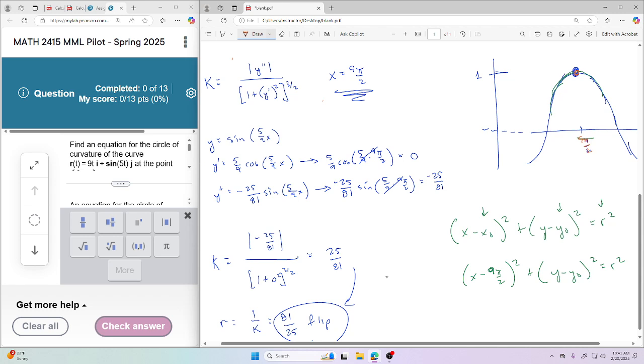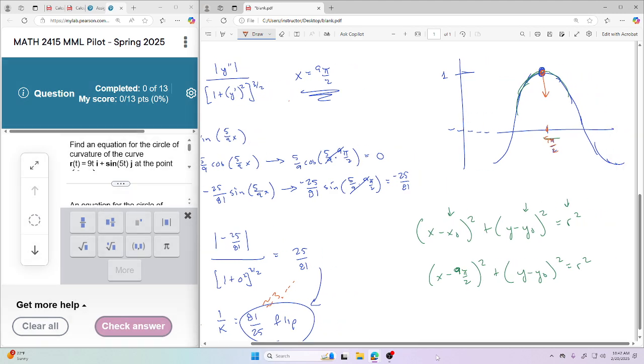So this is at 1, and I need to go down a radius of 81 over 25. But what is that number? Isn't that like 3 point something? Because 75 would be 3, but it's not 4, so it's 3 point something. I know my picture doesn't look very good, but this is 1, this is 2, this is 3, and that's supposed to be the radius? That's the radius.